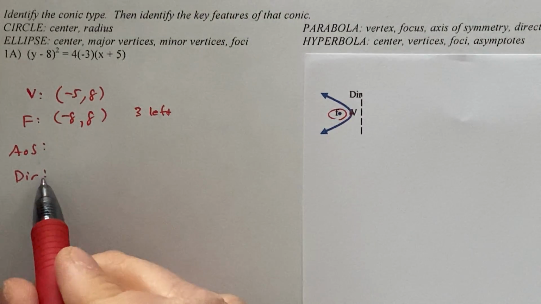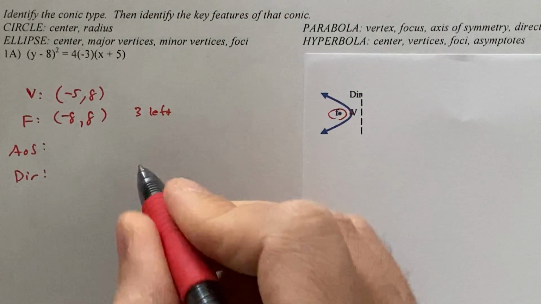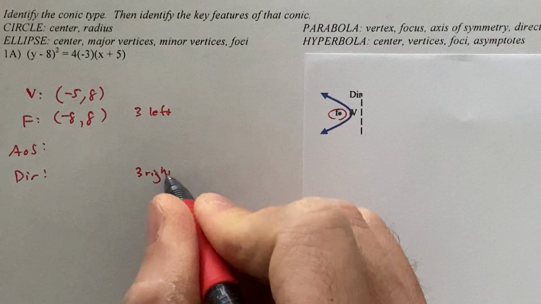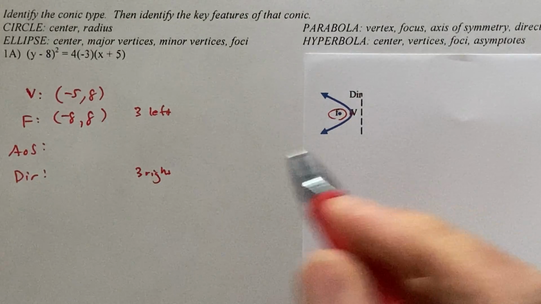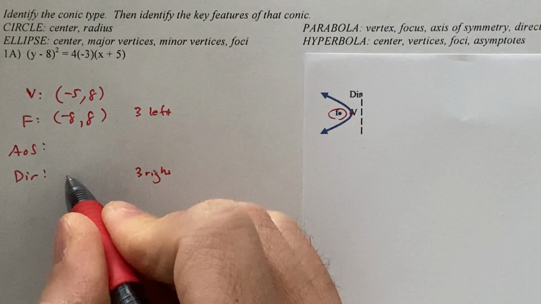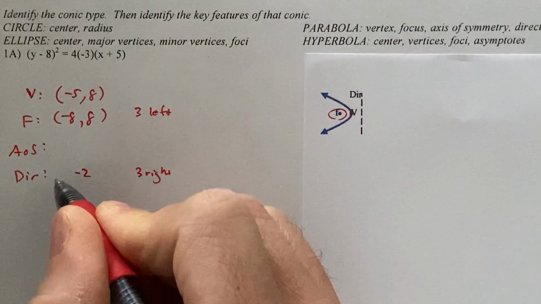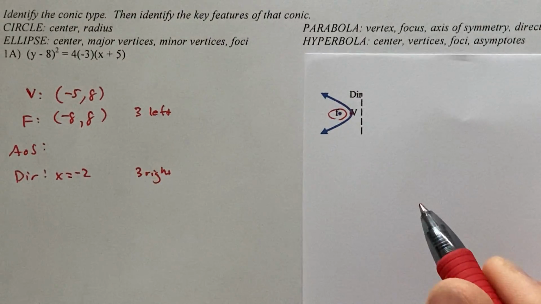I'm going to cheat. I'm going to move down to this one. Since I know I moved to the left to find the focus, I'm just going to have to move 3 to the right to find the directrix. Okay, so instead of subtracting 3, I'm going to add 3 to the right. Okay, so that's going to be -2, and since it's a vertical line, it's going to be x equals -2.